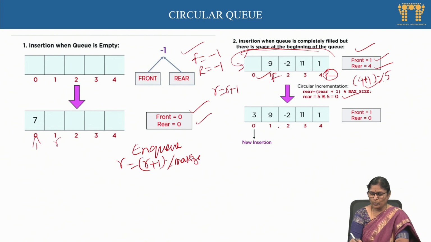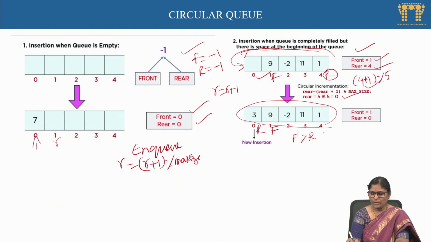Now, coming over here, your front is here. Now the rear comes over here and you have inserted 3. So you have performed a circular incrementation and 3 got inserted over here. So F is here, R is over here. Now, whenever F is greater than R, as in this particular case, your queue is overflow, right?